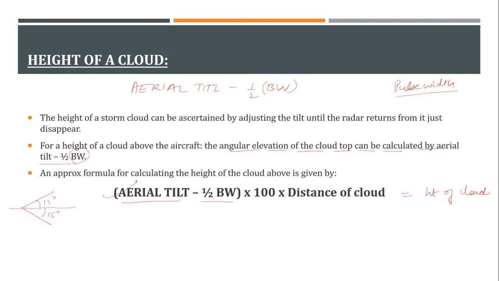Chalo, that is done. We found out aerial tilt. Beam width will be given in the question. If it's not given in the question, then we know how to calculate it; in the last class we learned how to calculate. Distance of the cloud will also be given. So let's see how the question looks like.